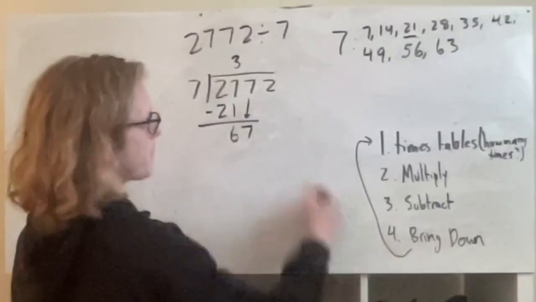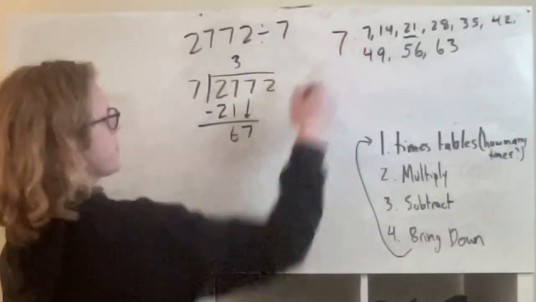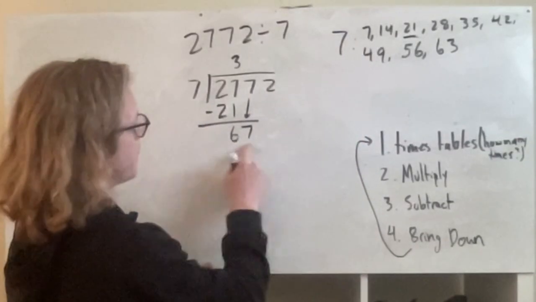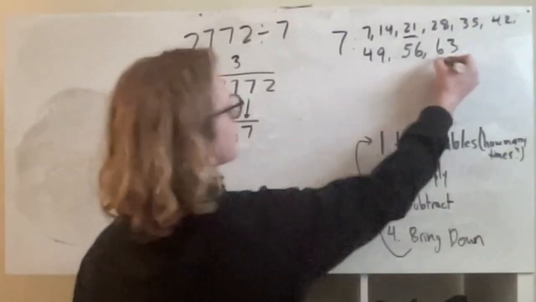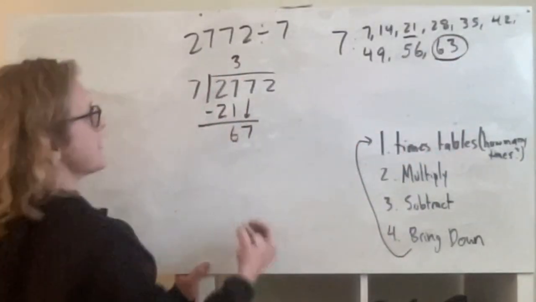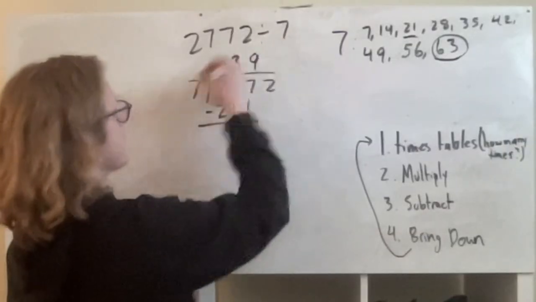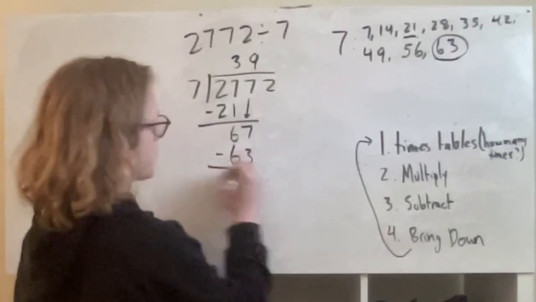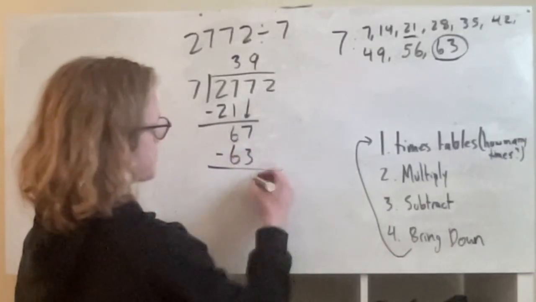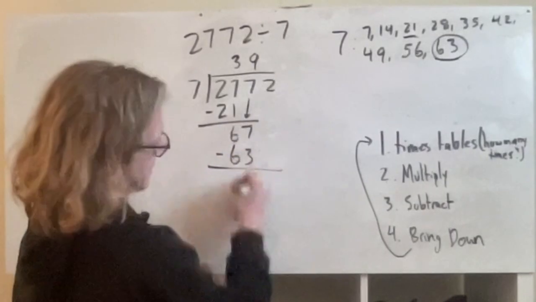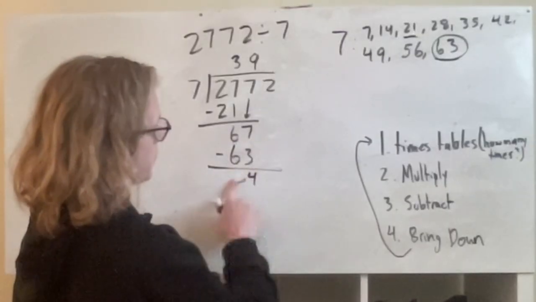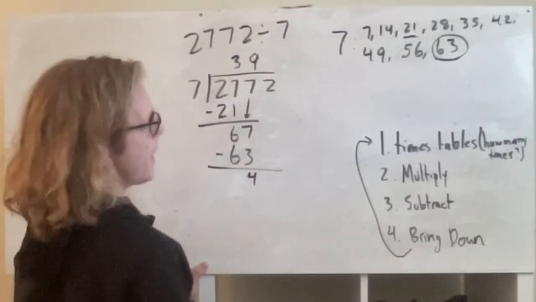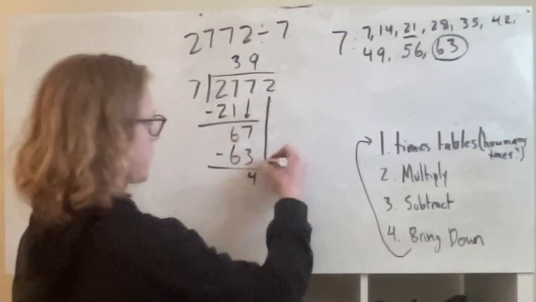Okay, now we're going to repeat the process. Go back to our 7s. How many times can 7 fit into 67? That's 9 times. 9 times 7 is 63, right? Step 2, multiply. Step 3, subtract. 7 minus 3 is 4. 6 minus 6 is nothing. Okay, don't need to put the 0 if I don't want to. And we bring down the next digit.